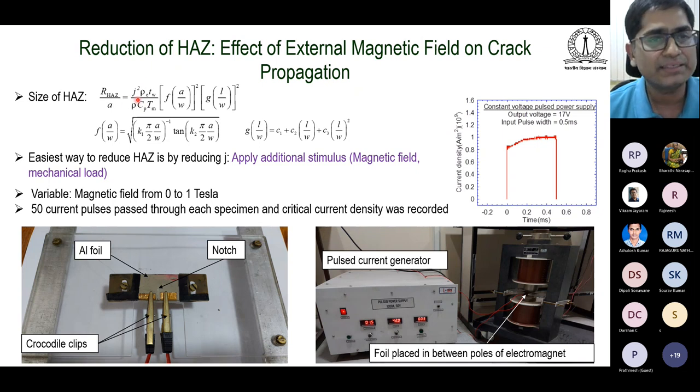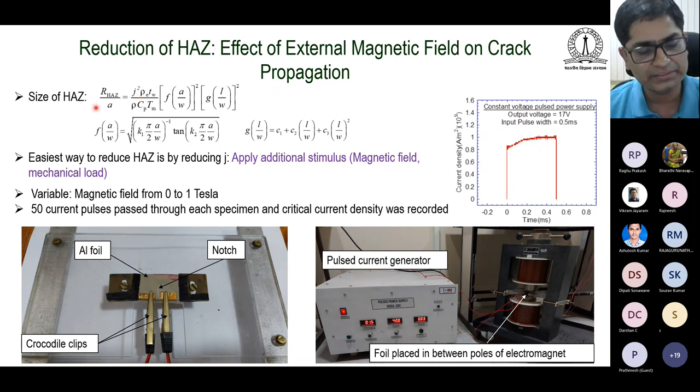So we think that if we can reduce this current density by some means, then essentially we can reduce the spread of the temperature, and hence we can have a cleaner propagation of the crack. And how can we do that? How can we reduce the J? It's a very simple way.